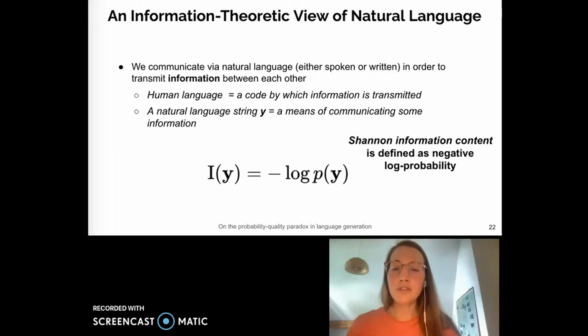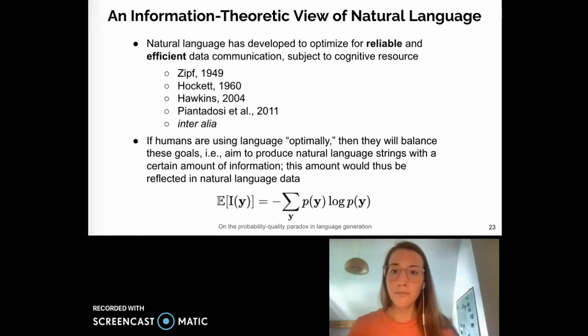Well, information theory gives us a formal mathematical definition of information content. Specifically, the Shannon information content of a message Y is its negative log probability. And here the probability distribution that we're speaking of is the true underlying distribution over natural language strings.